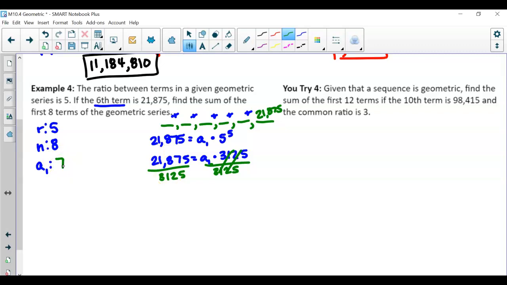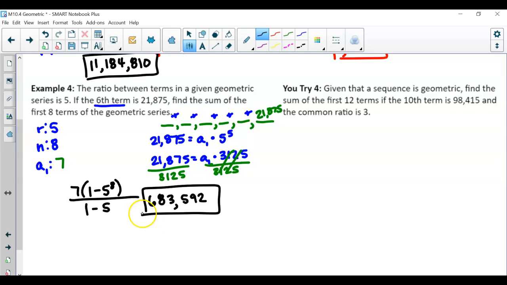So now that we've got our first term, now we can find the sum. So this is 7 times 1 minus 5 to the 8th, divided by 1 minus 5. And here the sum of our first 8 terms is 683,592. Now go on and pause the video and try the U-try on your own.